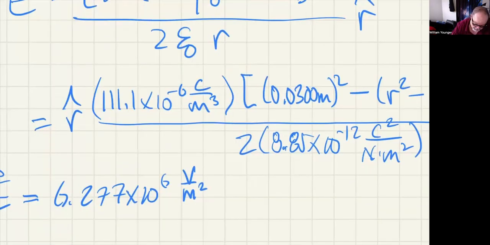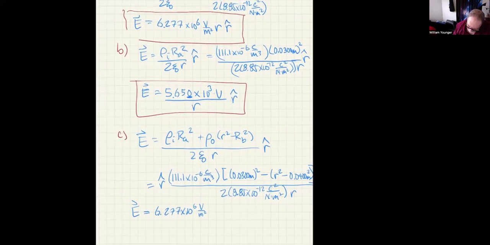Actually, let me blow that up so I can make sure everybody can see that a little better than I did. That's volts per meter squared. Okay. And then all this is times 0.03 squared, of course, is basically, I'll just say it's 9.00 times 10 to the negative 4th meters squared minus R squared minus 0.04 squared, in that case is 1.6 times 10 to the negative 3. Meters squared there as well. And all of this would be over R. And of course, it'd be an R hat times all of it.